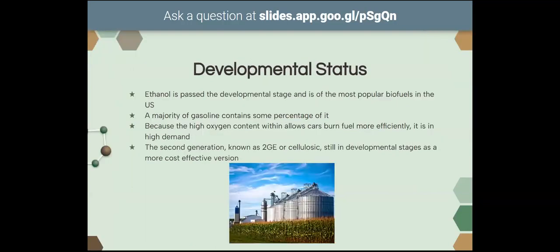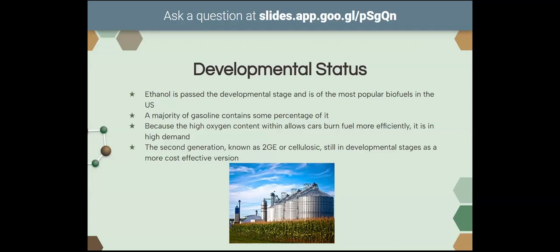So, the developmental status of ethanol: it is past the developmental stage for the most part, at least in starch production, and it is one of the most popular biofuels in the U.S. right now. A majority of gasoline contains some percentage of ethanol. That is how popular it is within the country. This is due to the high oxygen content found within it, which allows cars to burn fuel more efficiently, causing it to be in very high demand.